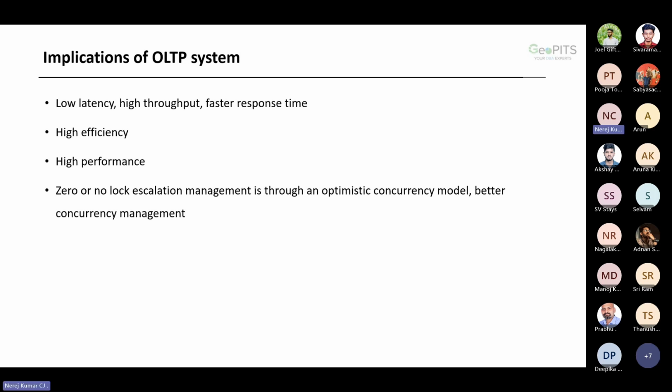This optimistic concurrency control mechanism allows for a higher degree of parallelism, as transactions are less likely to be blocked by locks, or we can call it zero or no lock escalation management here through an optimistic concurrency model. In this, traditional databases may escalate locks to a higher level. For example, row level or table level locks will occur under certain conditions, leading to increased contention.